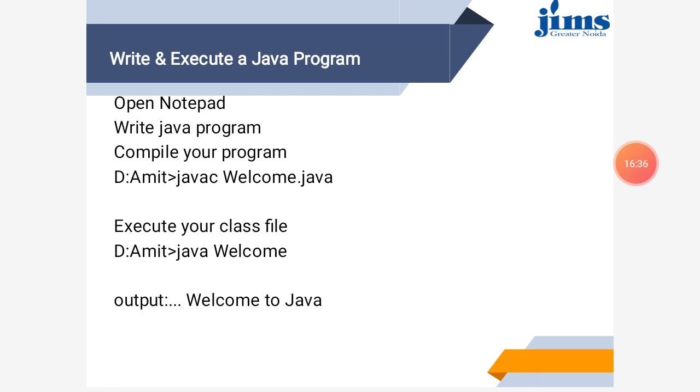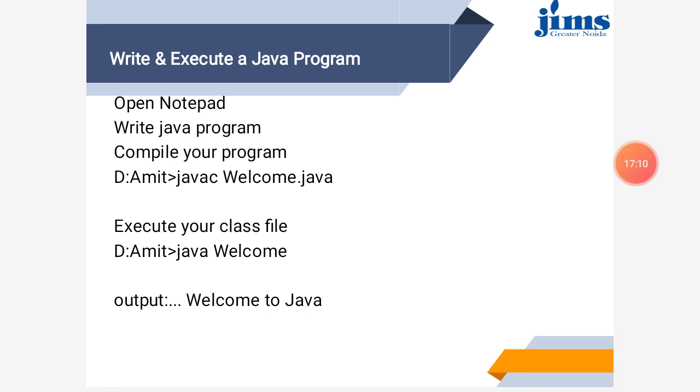Then we write Java code. How do we write Java code? For code writing we use any editor. For the simplest Java code writing we use Notepad, which is freely available. We write Java code in Notepad, and we save that file with the name of the Java class, and the extension we give is .java.